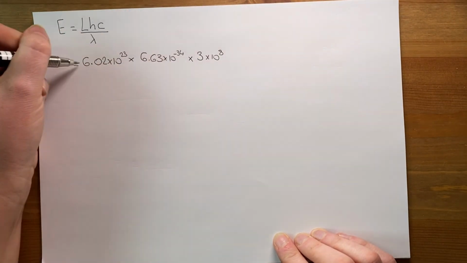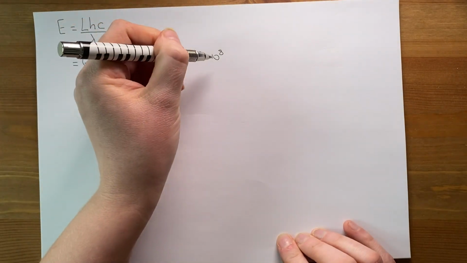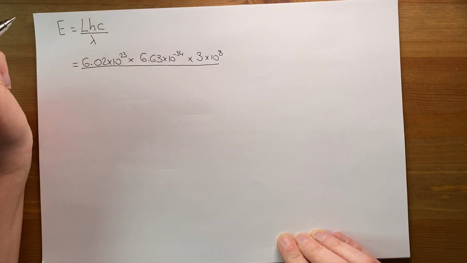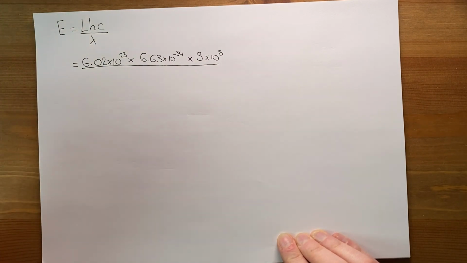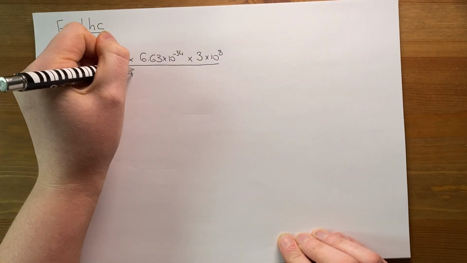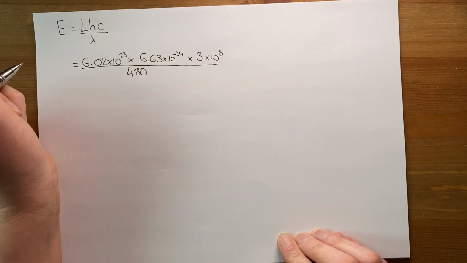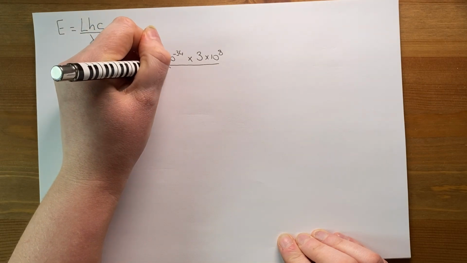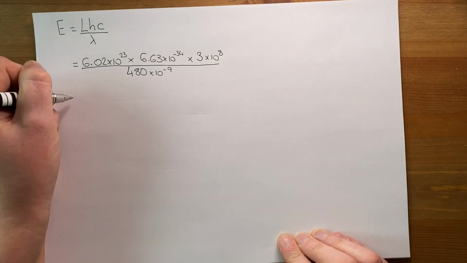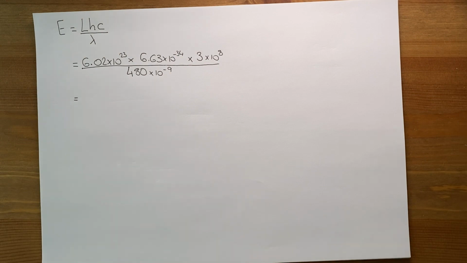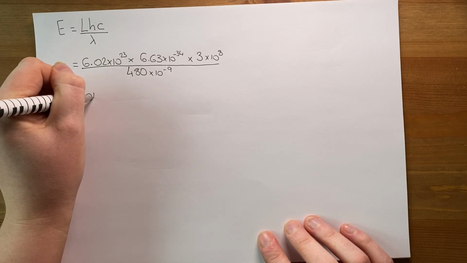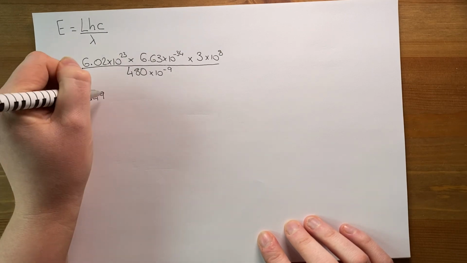Anytime you do this, you're going to have the same top line if you're using Lhc over lambda. It's always going to be these three values. Dividing that by the wavelength, however, that wavelength has to be in meters. So we said that it was 480 nanometers from the data book, if you have a look in there. So 480 times 10 to the minus 9. And if we plug that into the calculator, and I have a look on the slide, you can see all those numbers have been put in here. That's going to give me a value, which looks ridiculous just now, 249,453.